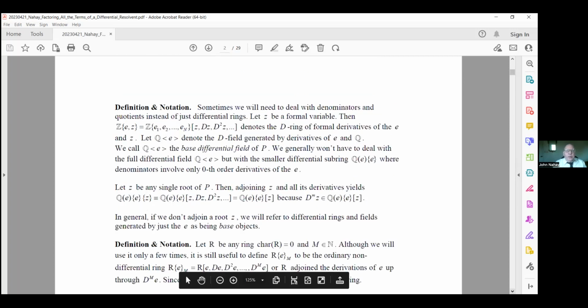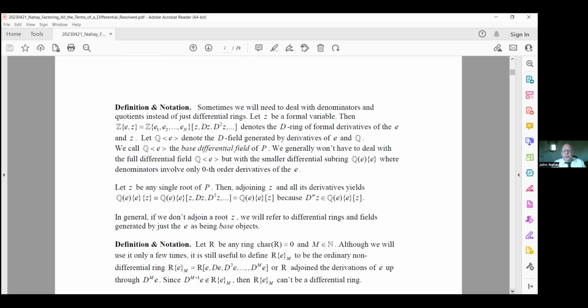Sometimes we will need to deal with denominators and quotients instead of just differential rings. Let z be a formal variable. Then Z braces e comma z is just the polynomial ring in z and derivatives of z over the base differential ring. And this denotes the D ring of formal derivatives of the e and z. Let Q angle brackets e be the base differential field of P.